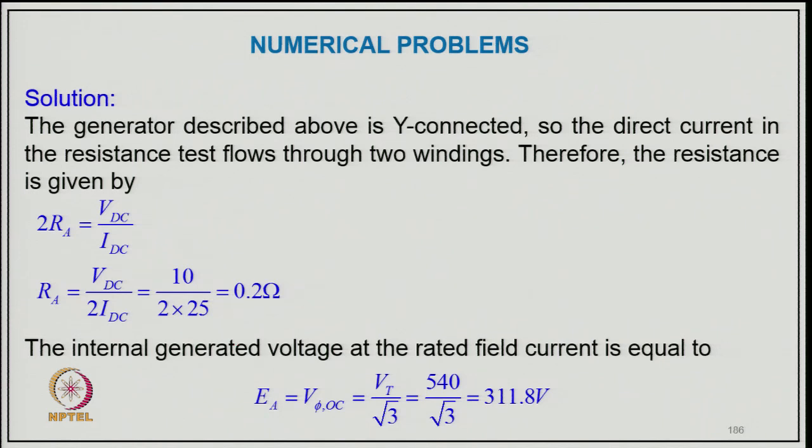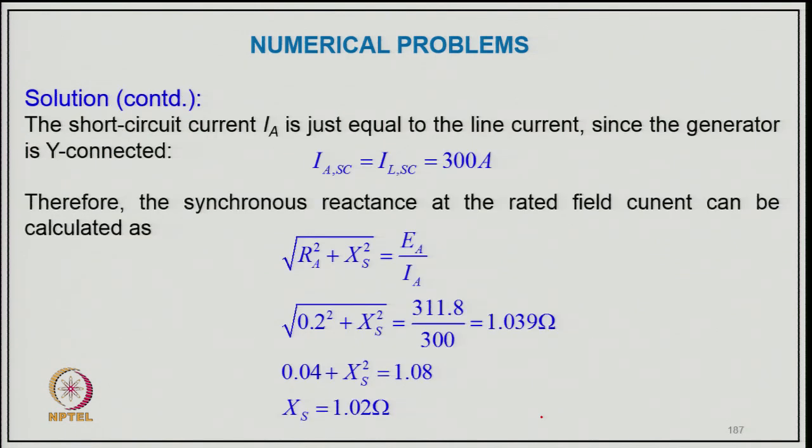And generator voltage at the rated field current is given by E equal to Vt upon root 3, that is 540 by root 3, that is 311.8 volt. And the short circuit current I_A is just equal to the line current, so I equals I_LS equal to 300 ampere. Therefore, the synchronous reactance at the rated field current can be calculated: root of R_A square plus X_S square equals E upon I_A, that is 0.2 square plus X_S square equals 311.8 divided by 300, that is 1.039. Squaring both, that will be 0.04 plus X_S square equals 1.08, and X_S is equal to 1.02.